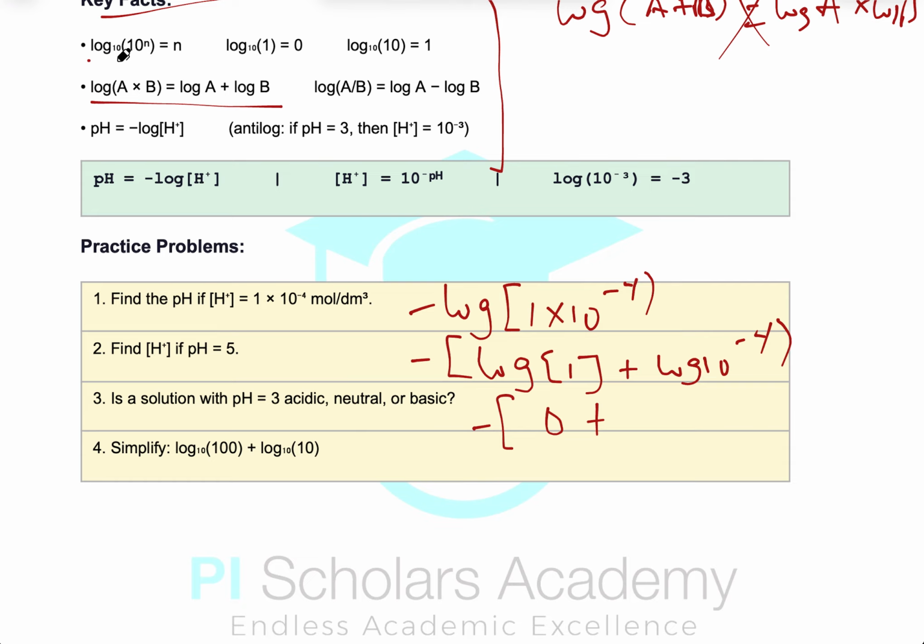You've been told already that when you have this, the result is just going to be equal to the power. So this is going to be plus negative 4. And so if you use the negative sign to multiply now, the result is going to be 4. So the pH is going to be 4 here. That means that that substance is actually acidic. It is acidic because the pH is less than 7.